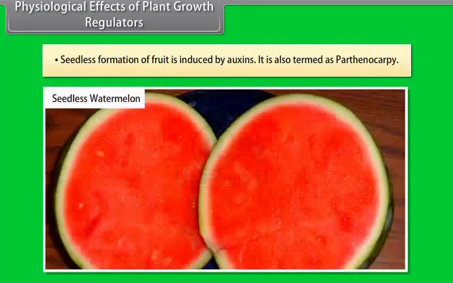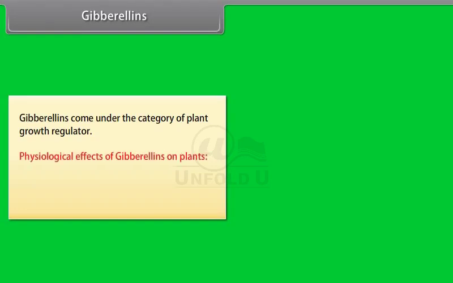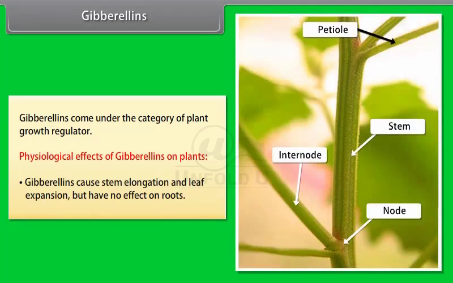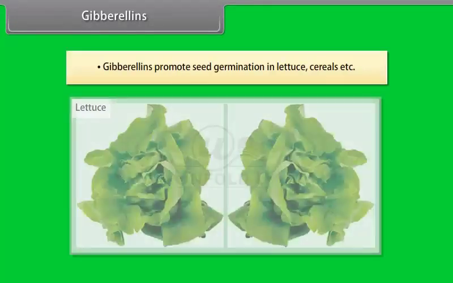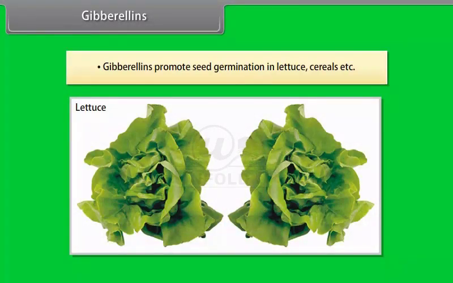It is also termed as parthenocarpy. Gibberellins. Gibberellins come under the category of plant growth regulators. Physiological effects of gibberellins on plants. Gibberellins cause stem elongation and leaf expansion but have no effect on roots. Gibberellins promote seed germination in lettuce, cereals, etc.